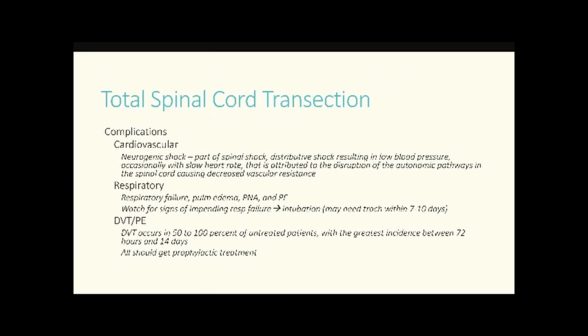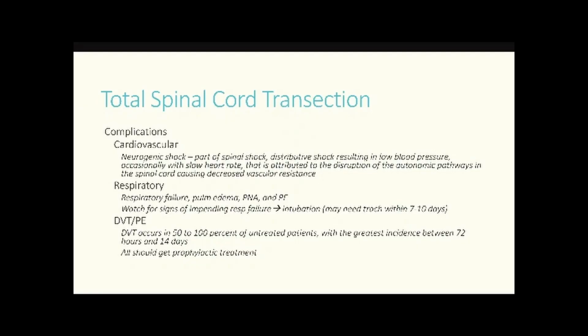Complications. We have to look at this globally. This is why we do things in this class, in our program, in a certain order. We do all the cardio and the pulm stuff first, because everything else kind of bleeds into it. So cardiovascular, they're going to be in neurogenic shock, part of that spinal shock due to the transection. It's that distributive shock, low blood pressure, low heart rate. Okay, autonomic pathways are disrupted.